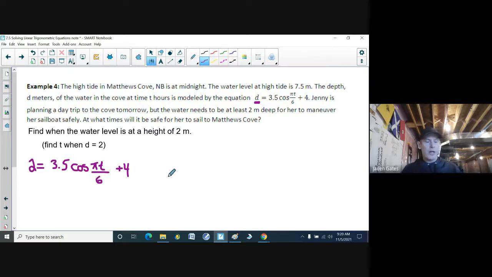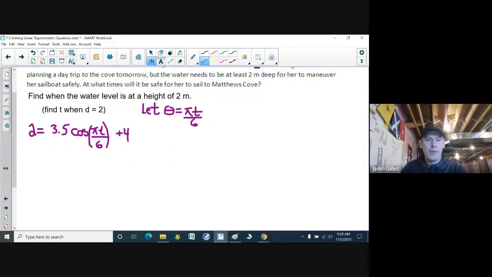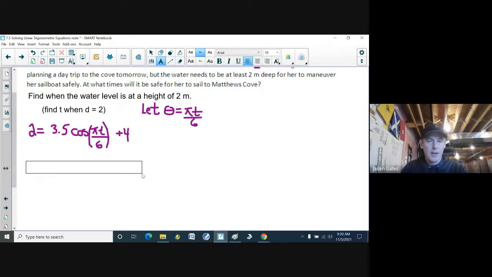All right, so here's what I'm going to do. Because again, we have a big mess here, I'm going to make a substitution to completely simplify this. So I'm going to let theta equal pi t divided by 6. That's going to simplify my equation quite a bit, because I don't want to solve for that whole mess. I want to simplify things.